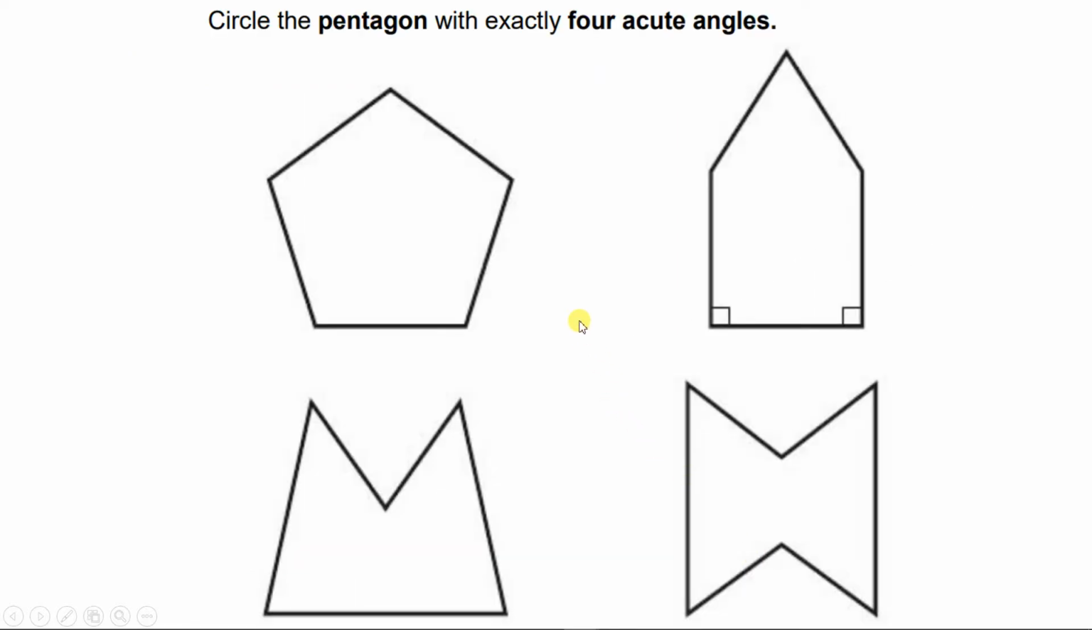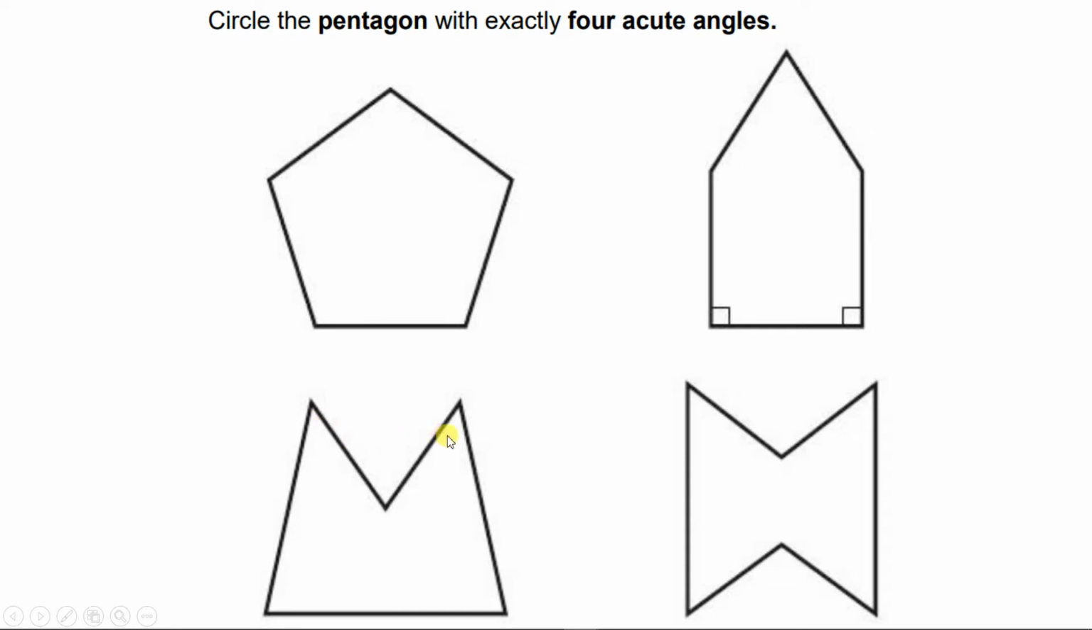Circle the pentagon with exactly 4 acute angles. So here we've got a pentagon and we've got a regular pentagon, so all angles are the same, but the angles here are slightly larger than acute angles. They're just about obtuse angles, but even if they weren't, we've got 5 angles that are the same, we can see there, so it's not going to be this one. Here we've got 2 right angles, 2 obtuse angles and 1 acute angle, so it's not this one here.